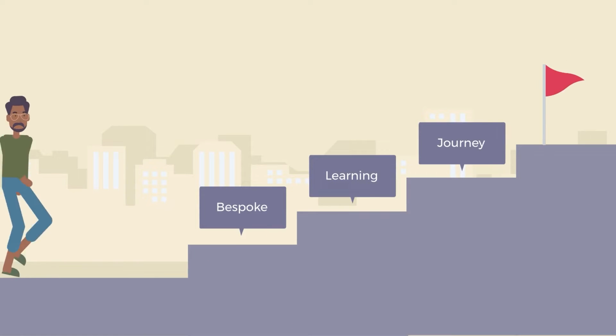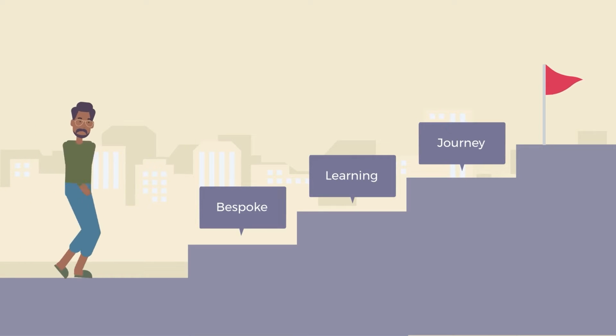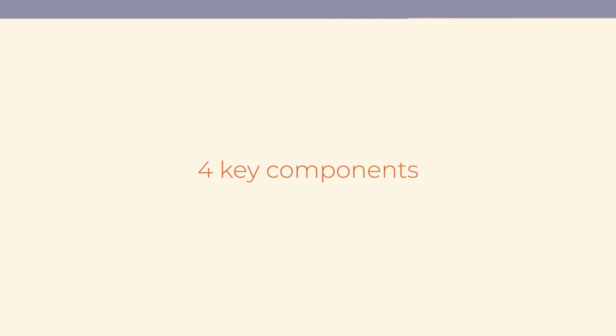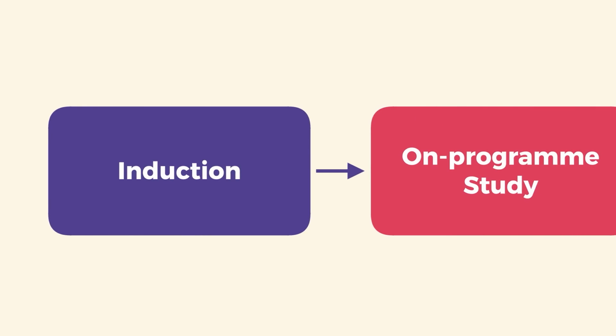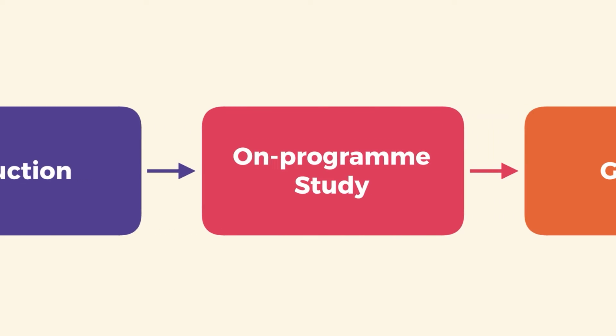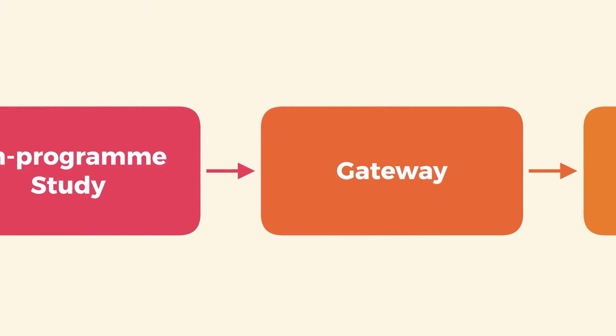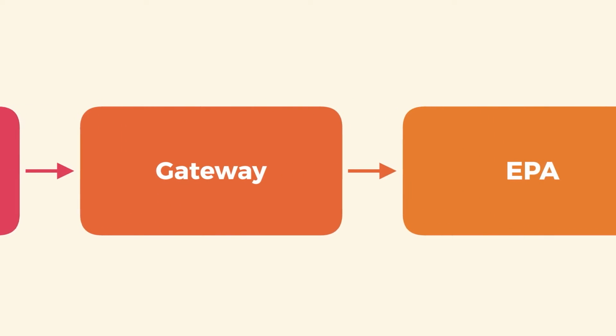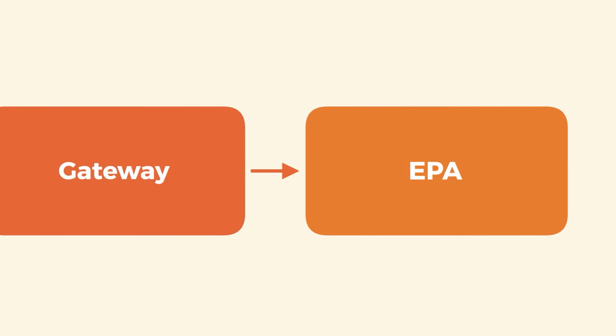Although some apprentices complete a bespoke learning journey, most apprenticeship standard learning journeys will always consist of the following 4 key components. 1. Induction. 2. On-programme study. 3. Gateway. 4. Endpoint assessment.